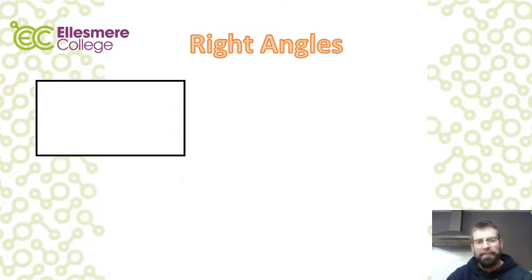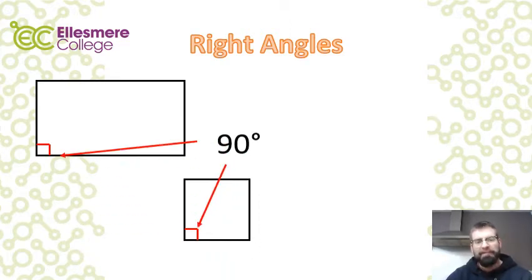Here's a rectangle, and here's a square. They've both got 4 right angles. And the symbol for right angles you might have seen in the last video is this little square shape in the corner. Normally an angle is shown with a curve, but a right angle is always shown with this square shape. Now, a right angle is always 90 degrees.